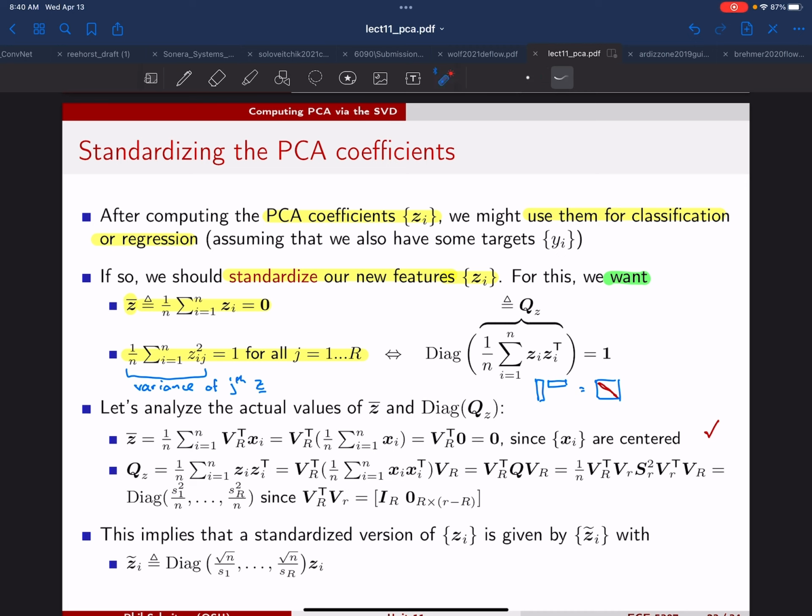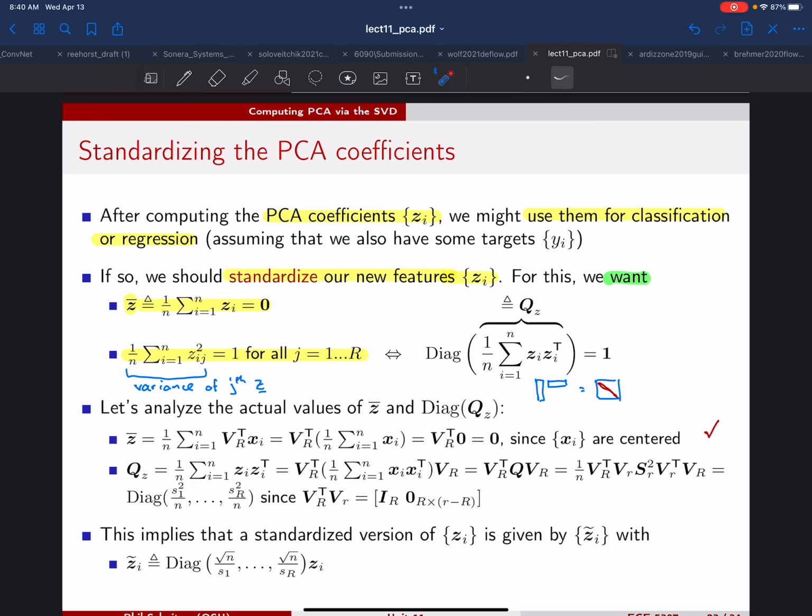Okay, what about the covariance matrix of our z's, this thing? By definition, this is what we start with. Then we're going to do the same thing. We're going to plug this in for zi, and that's going to give us VR transpose xi, xi transpose VR. Of course, we can move the things out of the sum that don't depend on i, after which we have this quantity, which is, again, the covariance of x. So this is Qx. Qx is different from Qz.